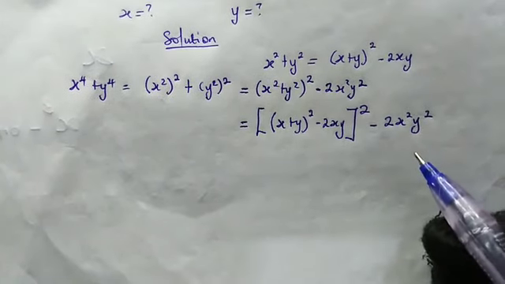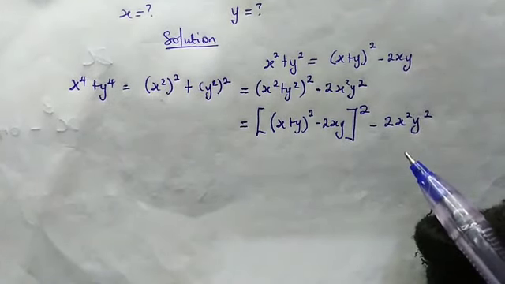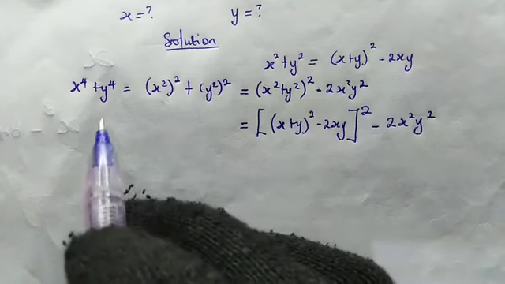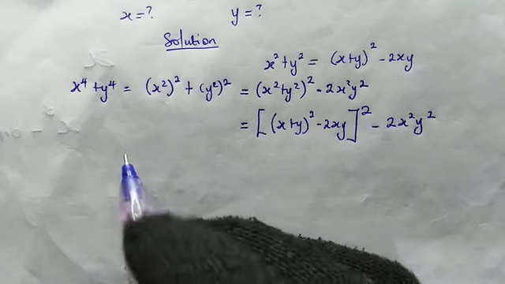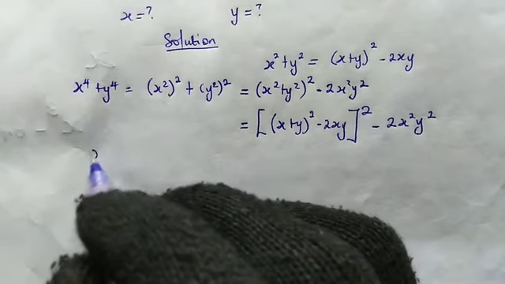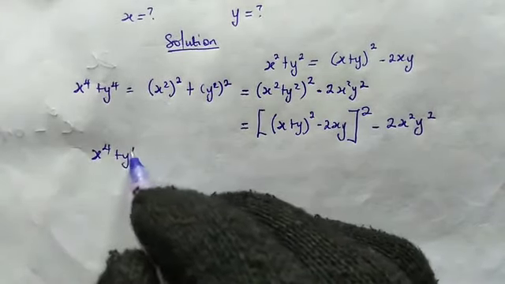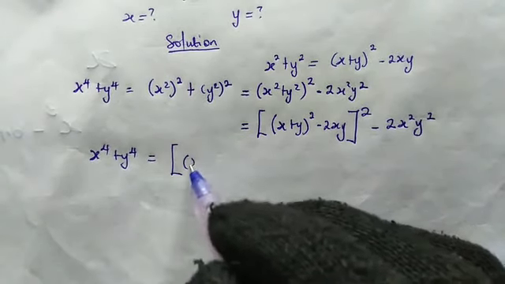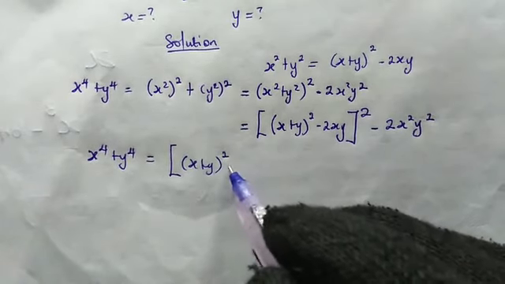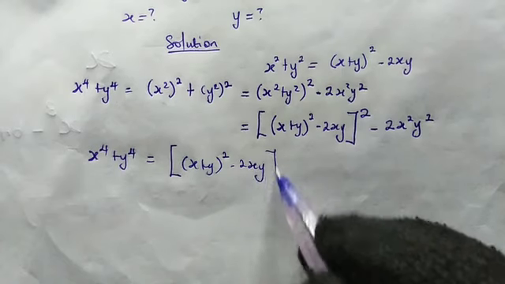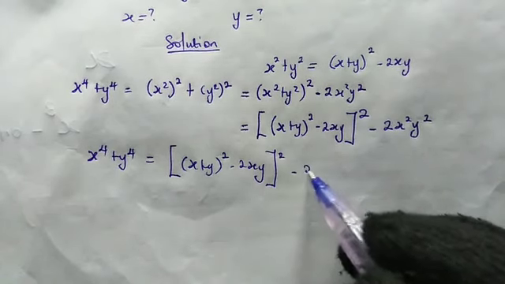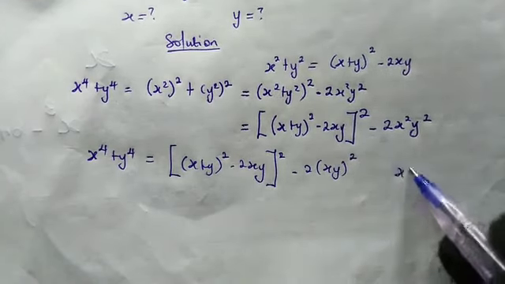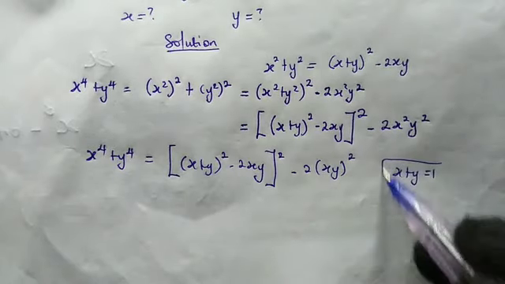So from here, we're going to solve for x times y, because we don't have the value. But before that, let us put it in a well-written form. We already have that x to the power of 4 plus y to the power of 4 is equal to ((x plus y) squared minus 2xy) all squared, minus 2 times (xy) squared. Now do not forget that x plus y is equal to 1.